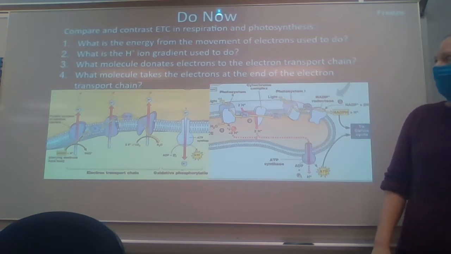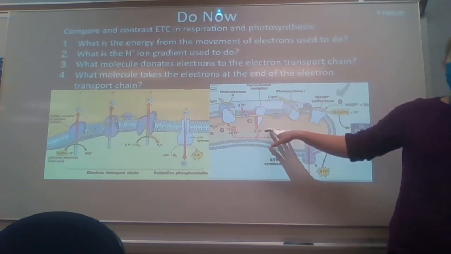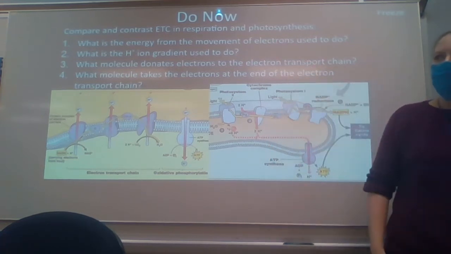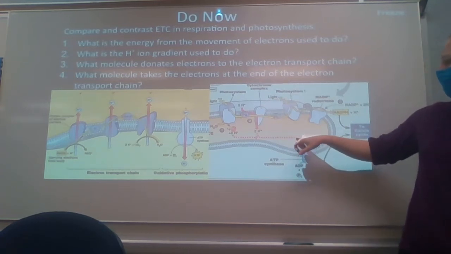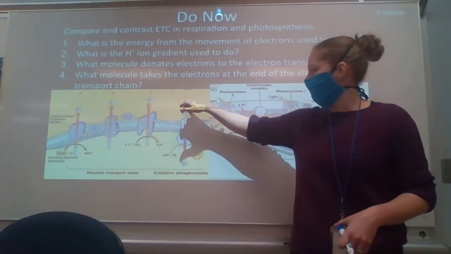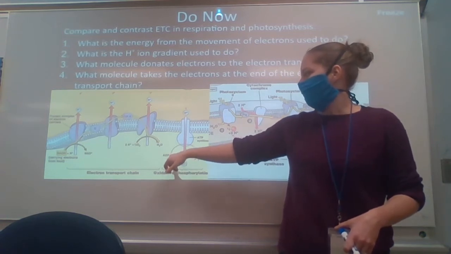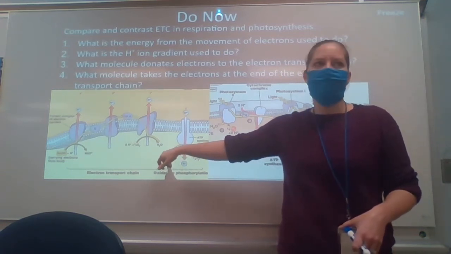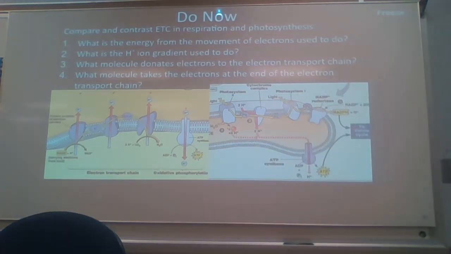So number 2, why do we create that hydrogen ion gradient? What's the purpose of that? Yeah, Richard. It's used to make ATP. So when the hydrogen diffuses back out from high to low, it goes through ATP synthase, and that ATP synthase is gonna make our ATP. It's gonna add that phosphate group back to ADP, make our ATP.